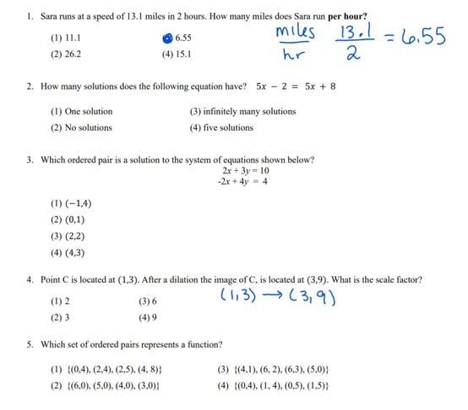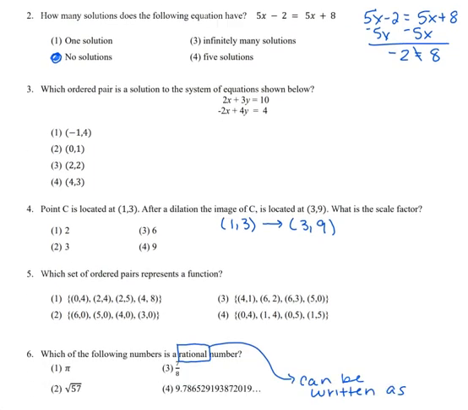Now for number 2, it says, how many solutions does the following equation have? We could remember that when we have the same coefficient and different b-values, so same slope, different b-values, we're going to have no solution, or I could just go over to the side and solve it. So I'm going to start off by subtracting the 5x over to the other side, and I get negative 2 equals 8. Which is not a solution, so there are no solutions.